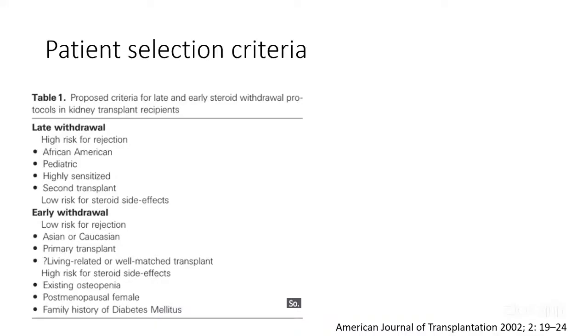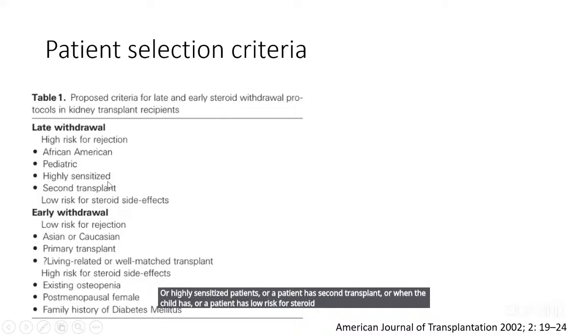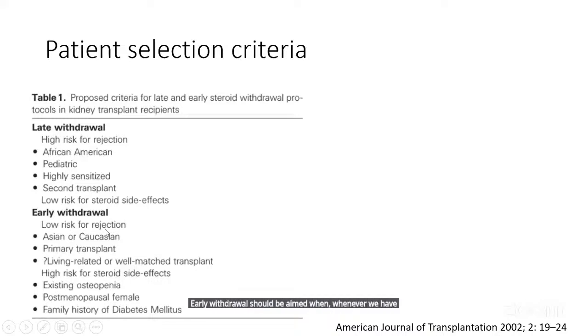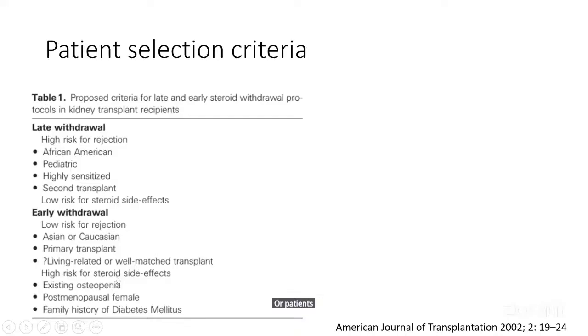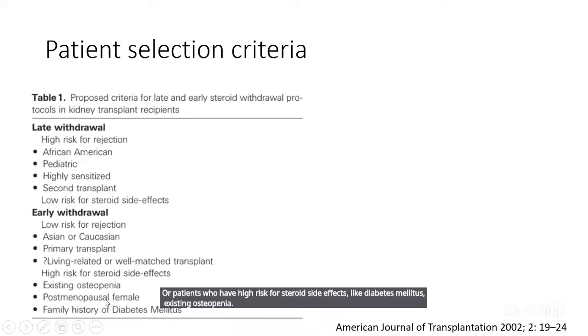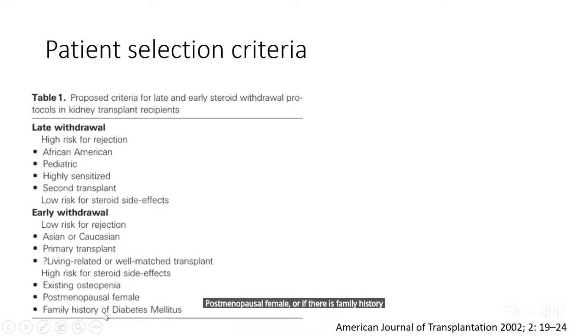So these are the proposed criteria for late versus early steroid withdrawal. For those who have a high risk of rejection, like African American or pediatric patients, highly sensitized patients, or a patient with a second transplant, or a patient with low risk for steroid side effects, we can consider late withdrawal. Early withdrawal should be aimed for whenever we have a low risk of rejection, like a first transplant, living related, or well matched, at least haplomatched transplant, or patients who have a high risk for steroid side effects, like diabetes mellitus, existing osteopenia, postmenopausal females, or a family history of diabetes mellitus.